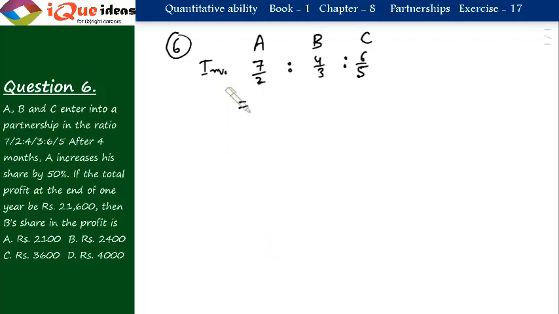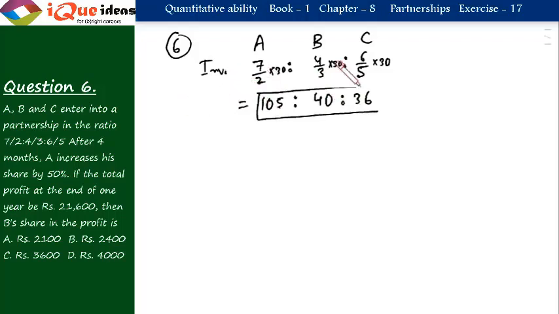So 7 by 2 multiply by 30. So if you multiply 30 to each one of them, what do we get? 7 by 2 into 30. So 15 into 7, 105 is to 40 is to 36. So this is the ratio of investments. Then A increases his share by 50%. After 4 months, A increases his share by 50%.